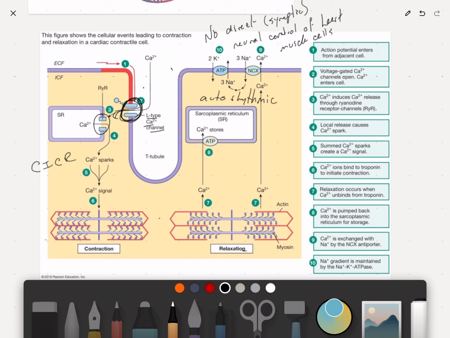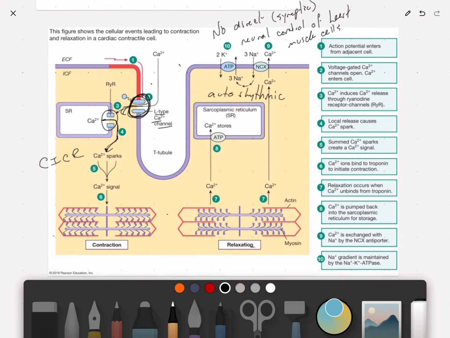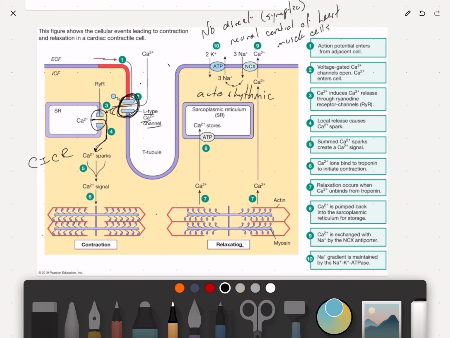Calcium flows in through DHP-like channels, causing ryanodine channels to open in the sarcoplasmic reticulum. Calcium binds to troponin, moves tropomyosin, revealing the myosin binding site on actin. Myosin attaches and flexes. Then ATP causes it to relax. Same exact thing that happens in skeletal muscle.